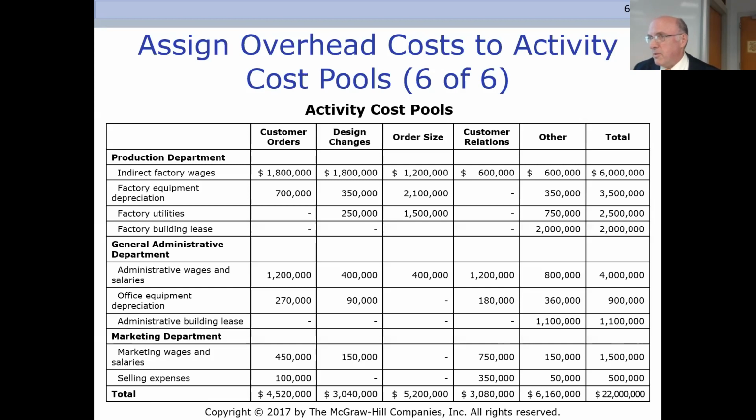Yeah, we're going to do something else. Does anyone want to tell me what that is? What do you do with those numbers on the bottom line? That 22 million that's allocated among those various cost pools. And maybe divide it by something. Yeah. Divide 4,520,000 maybe by the number of customers to find out the cost per customer order. That might be good. How about design changes?